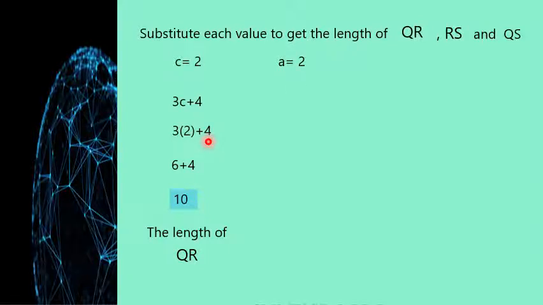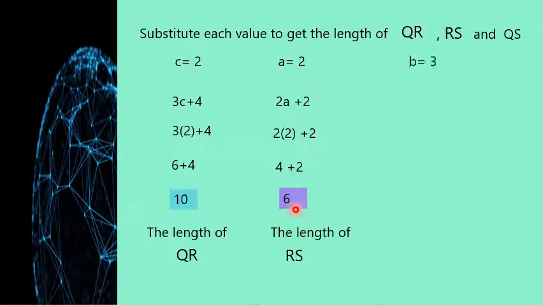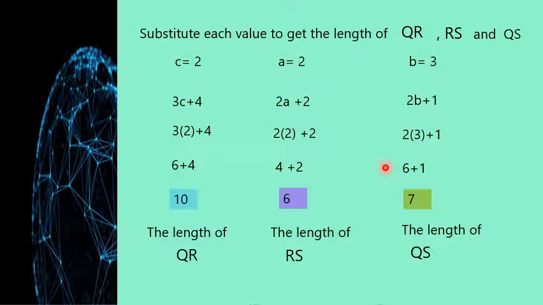For A, we have the value 2. Then just substitute in 2A plus 2, substituting A with 2, and it becomes 2 times 2 plus 2. 2 times 2 is 4, then plus 2 is 6. So therefore, this is the length of RS. B equals 3. Then 2B plus 1, 2 times 3 plus 1, that is 6 plus 1, that is 7. So that's the length of QS.